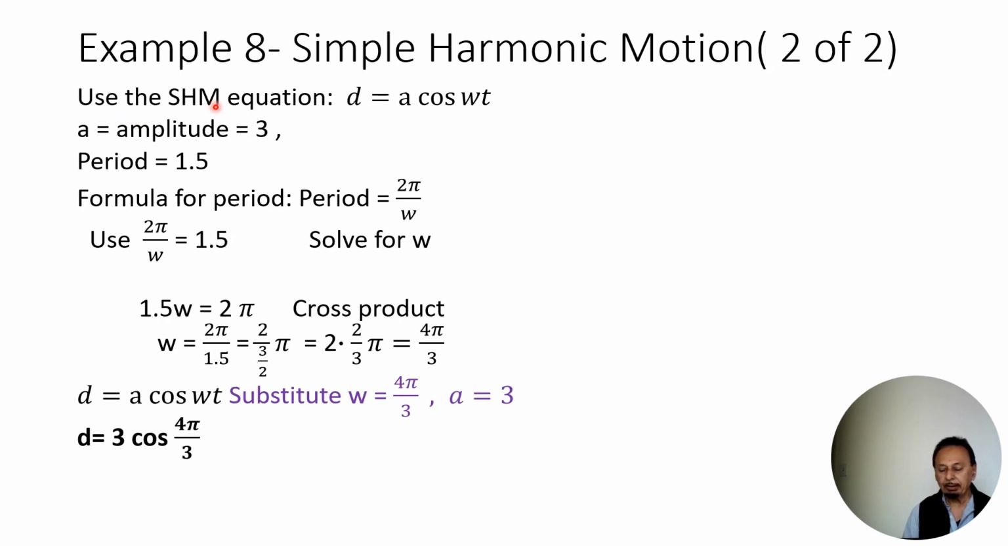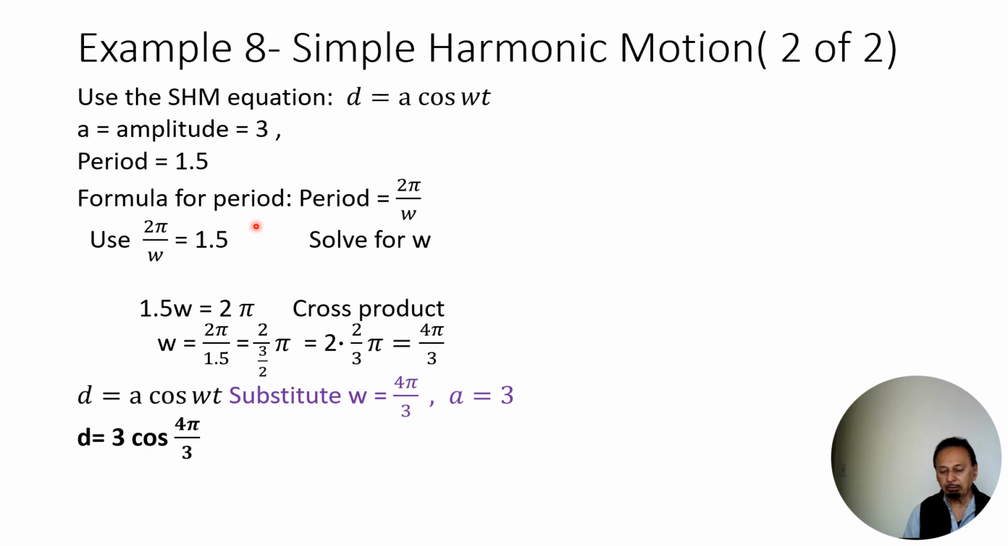Because the displacement is non-zero, we use this model: d equals a cosine wt. Now we need to know a and w. A is given, the amplitude is 3, and w we have to find. We are given the period 1.5. We can use the formula for the period. The period is 2 pi over w. So we can equate this formula with the period 1.5, and now we can solve for w.